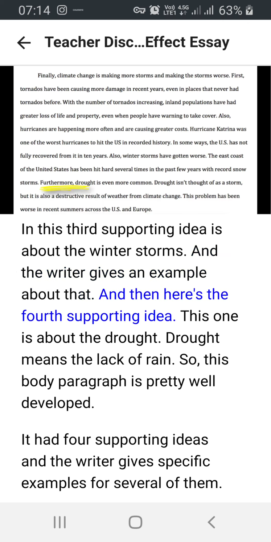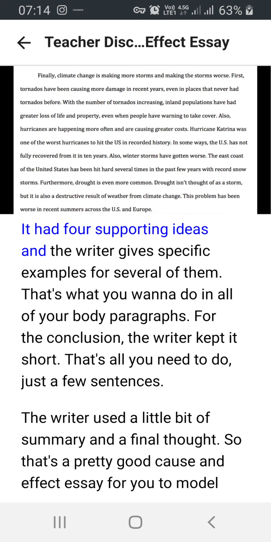And then here's the fourth supporting idea. This one is about the drought. Drought means the lack of rain. So this body paragraph is pretty well developed. It had four supporting ideas, and the writer gives specific examples for several of them. That's what you want to do in all of your body paragraphs.